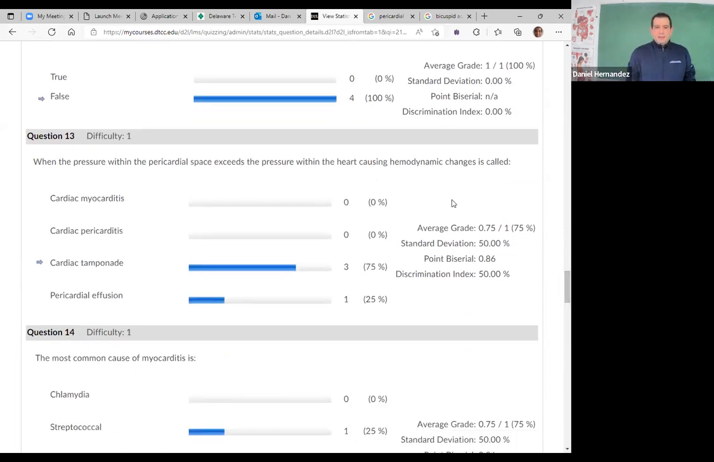So cardiac tamponade, this is when the pressure in that pericardial space exceeds the pressure within the heart itself, causing hemodynamic changes. So that manifests itself by us seeing that first off right atrial collapse, and then we see right ventricular diastolic collapse.